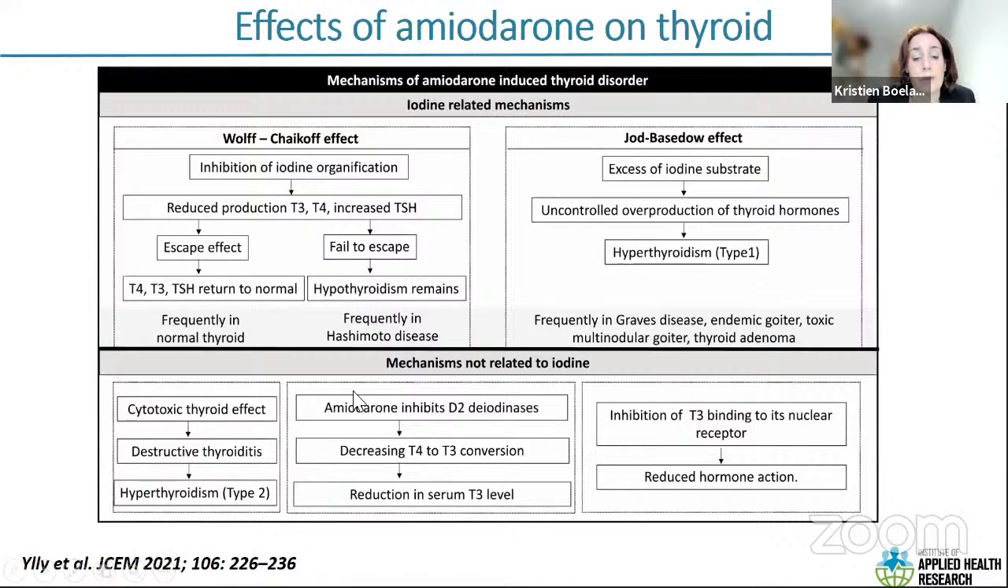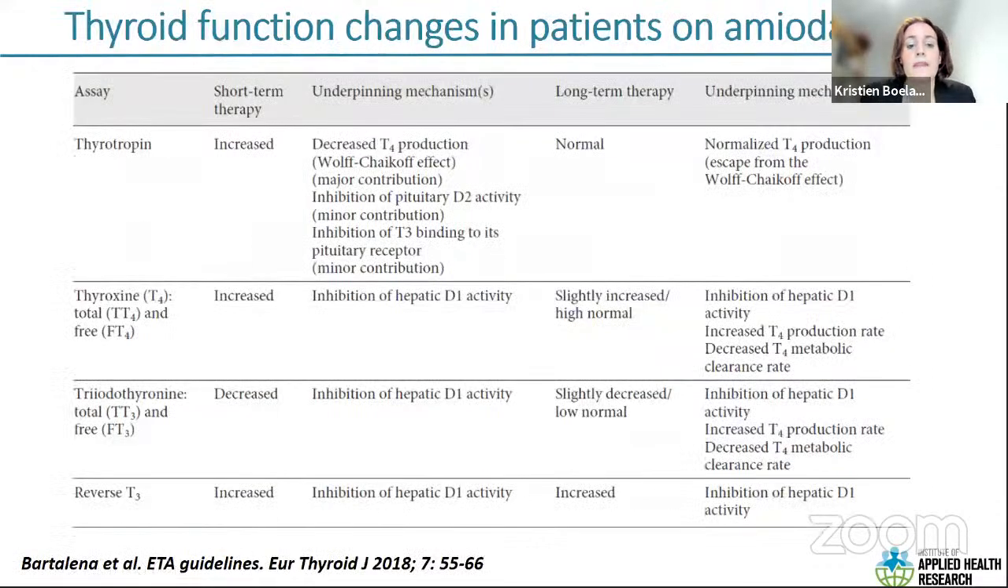You have to be aware that amiodarone inhibits the iodinase 2 enzymes and therefore decreases the T4 to T3 conversion. And as you could see in the case that I illustrated, the free T4 was actually quite significantly raised, whereas the T3 was only mildly raised. And furthermore, there is reduced hormone action by inhibition of binding of T3 to its nuclear receptor.